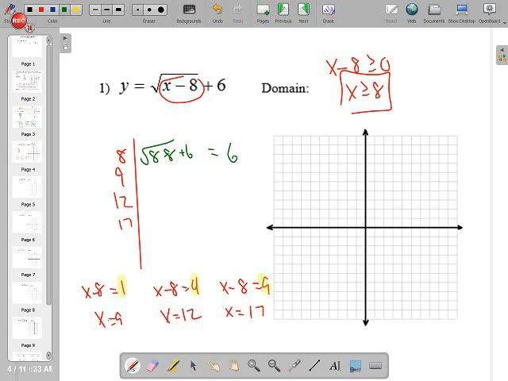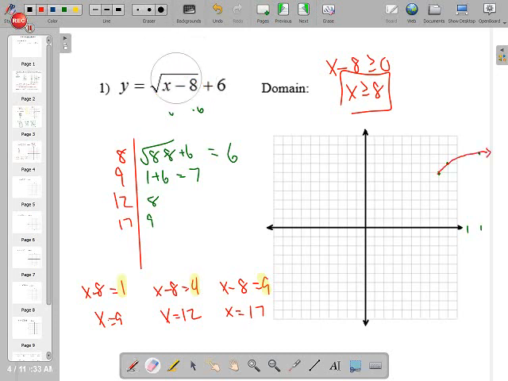If I plug in 9, 9 minus 8 is 1, the square root of 1 is 1, 1 plus 6 is 7. If I plug in 12, 12 minus 8 is 4, the square root of 4 is 2, 2 plus 6 is 8. And if I plug in 17, 17 minus 8 is 9, the square root of 9 is 3, and 3 plus 6 is 9. So 8, 6 is right here, 9, 7 is right there, and then I'm off the page a little bit. I'll try and get one more at least. 12, 8 is about there, so this one's tricky to sketch, but it looks like that.